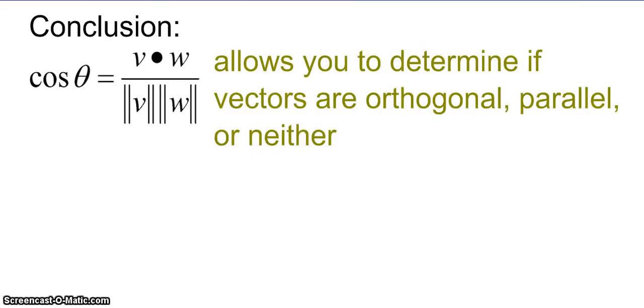Okay, so we want to understand that this relationship, cosine of theta equals v dot w over the magnitude of v times the magnitude of w, allows us to tell the orientation of two vectors: if they are parallel, orthogonal, or neither. And then no matter what we do, we can always find that angle. But recognizing earlier on that they are parallel or orthogonal might save us a little bit of time.